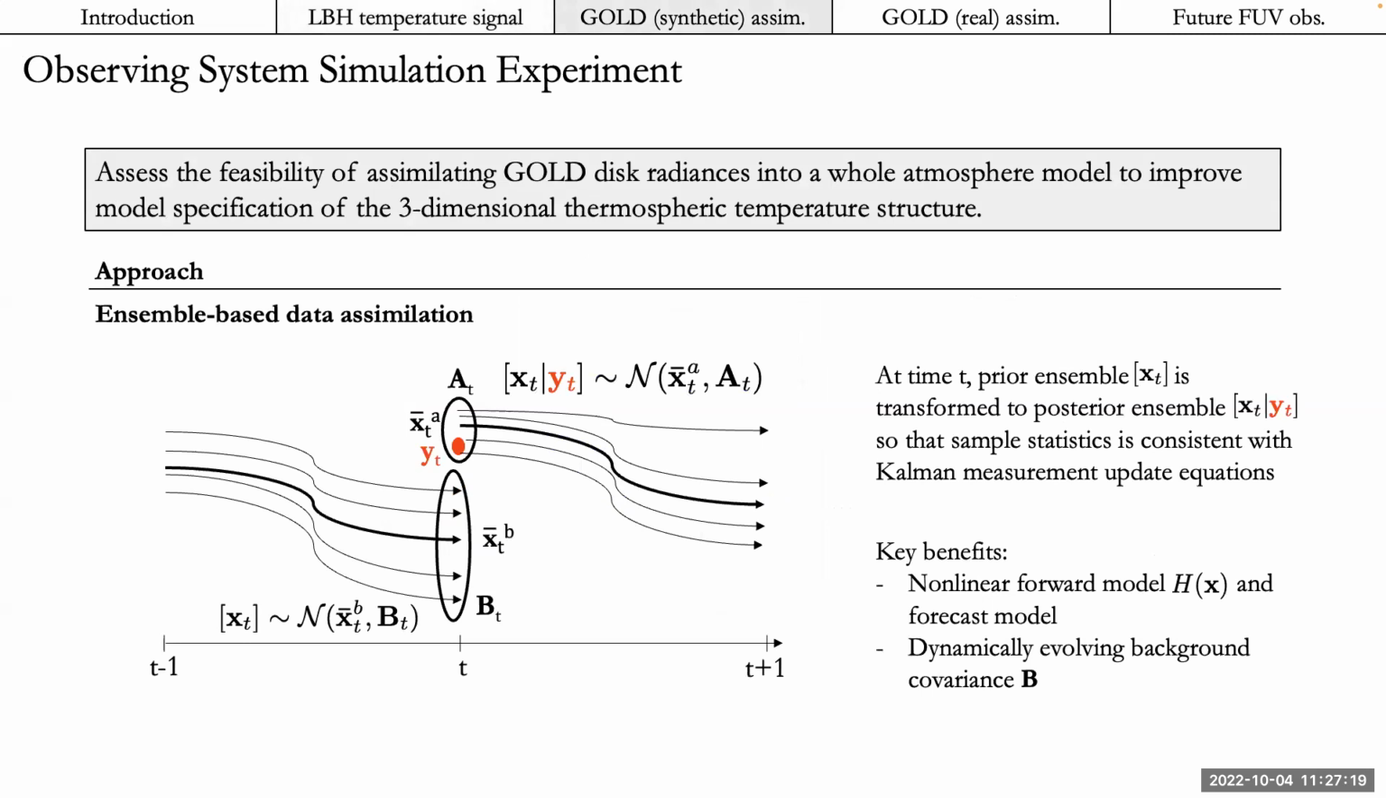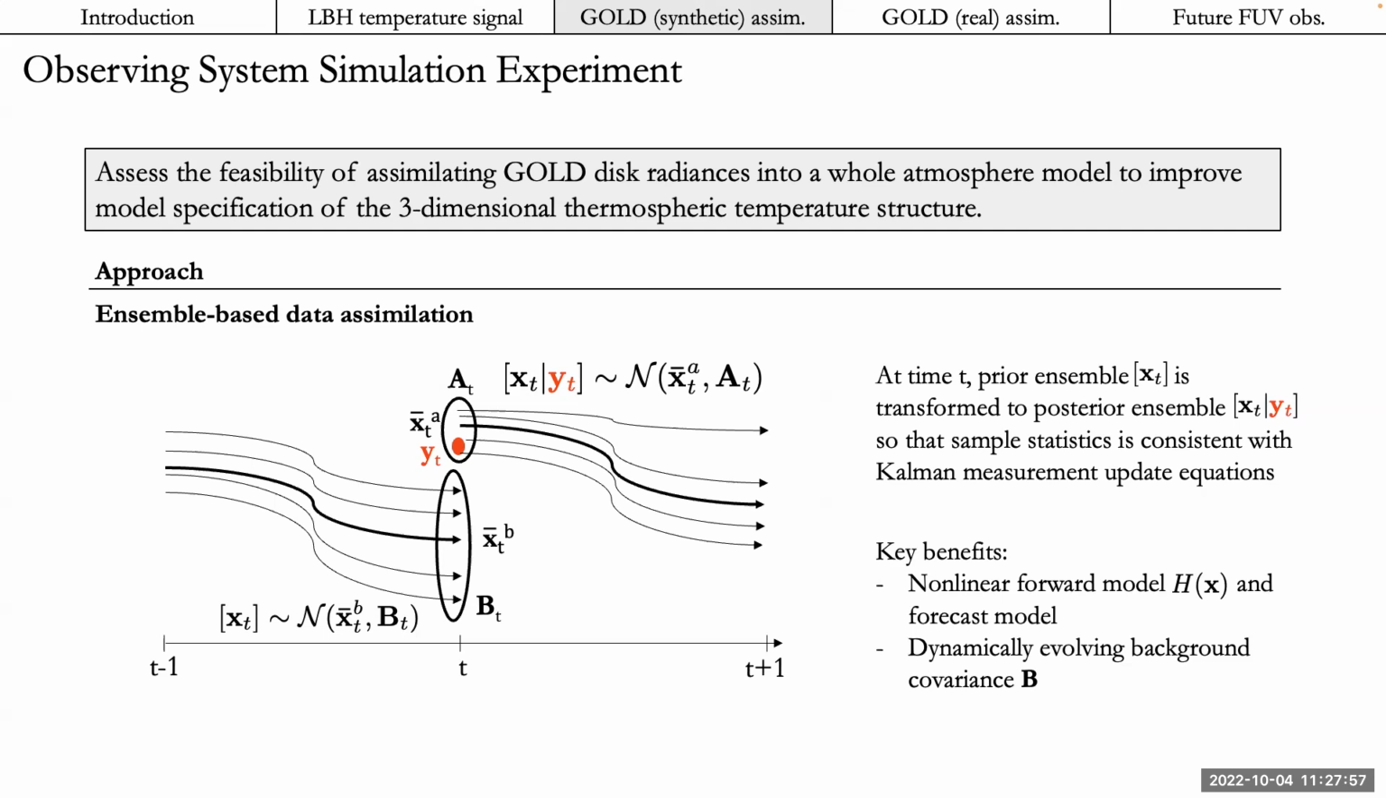So now jumping into the data assimilation experiments. Our first goal was to assess the feasibility of assimilating the GOLD disk radiances into the whole atmosphere model to improve specification of three-dimensional thermospheric temperature structure. To do this, we took an ensemble data assimilation approach. In ensemble data assimilation, an ensemble of model forecasts describing the prior distribution of the state is updated to the analysis ensemble describing the posterior distribution given observations, such that this update is consistent with the Kalman filter equation.